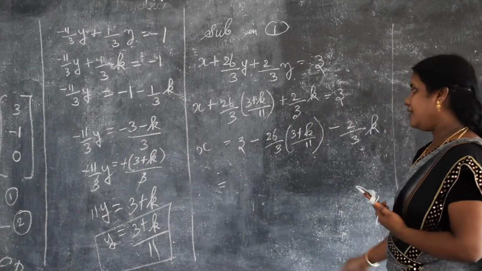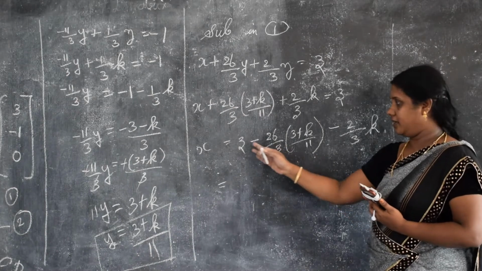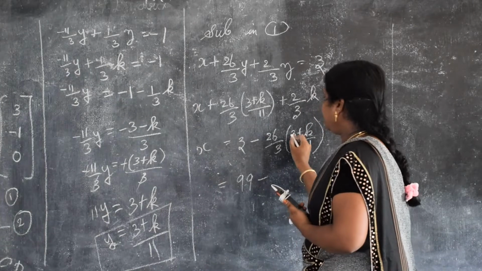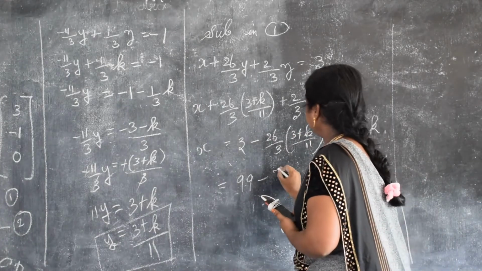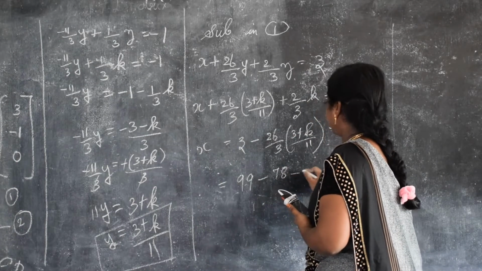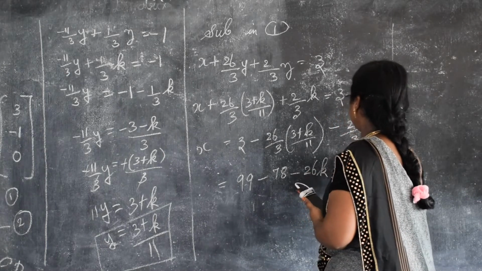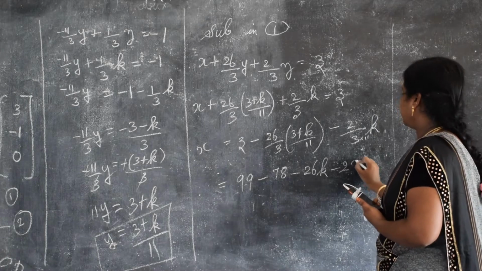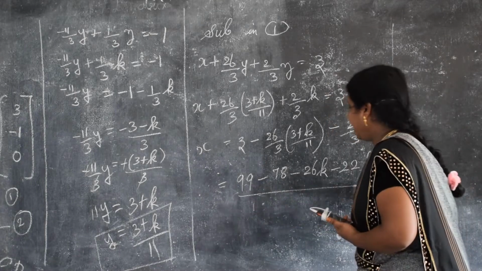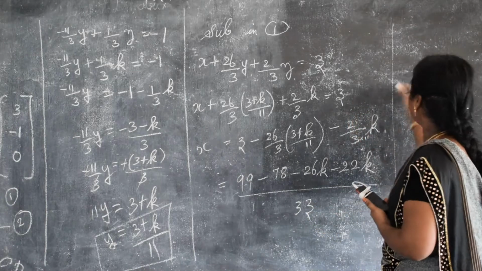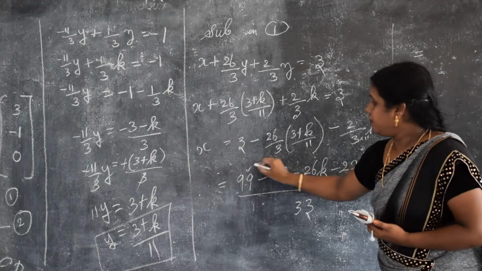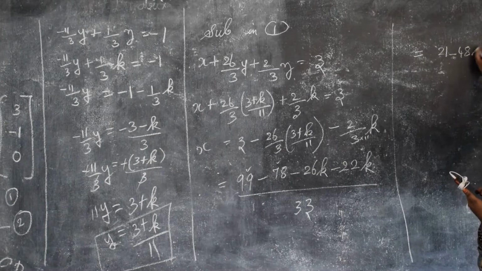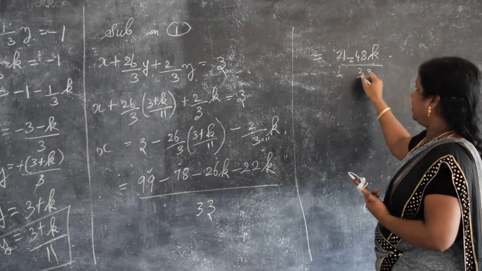Take LCM. Our LCM value is 33. So multiply by 33 here. 99 minus, multiply this 26 and 3, 78 minus 26k. This you multiply by 33, you have to multiply by 11, minus 22k divided by 33. Now you solve this, subtract this, you will get 21 minus 48k divided by 33. This is our x value.